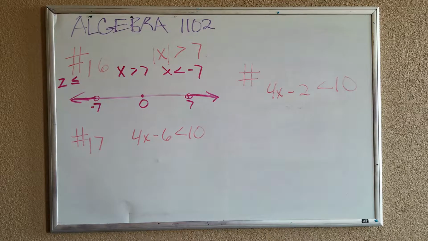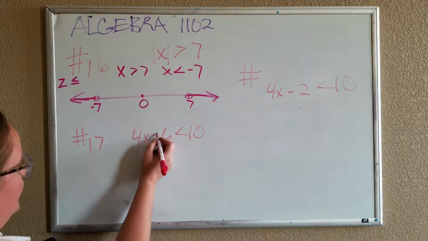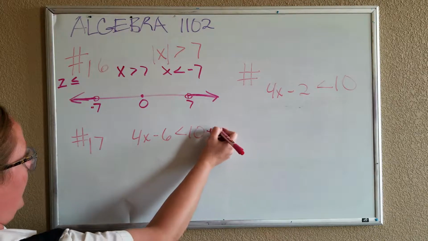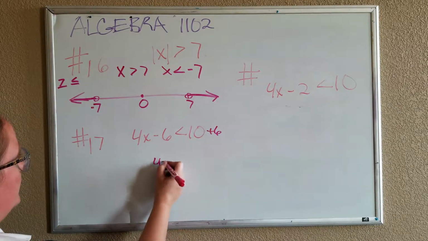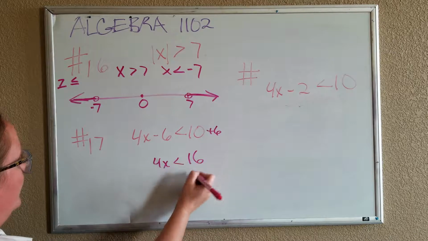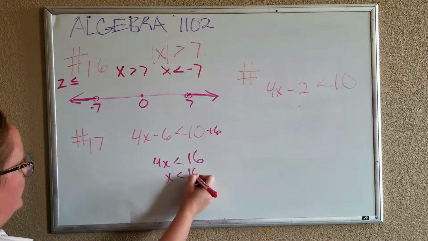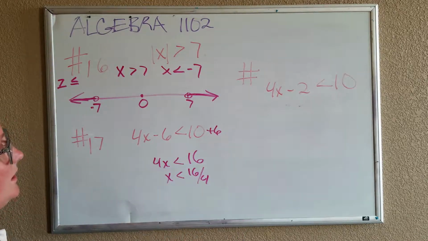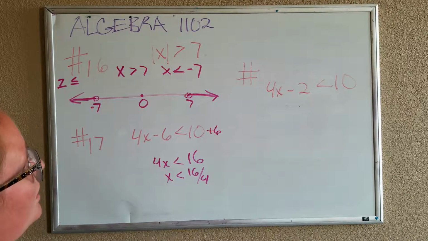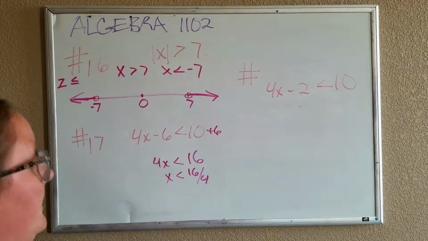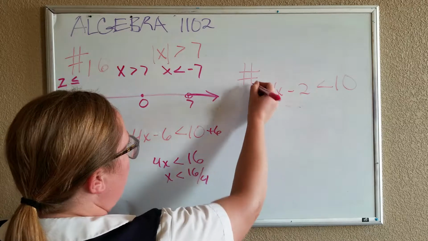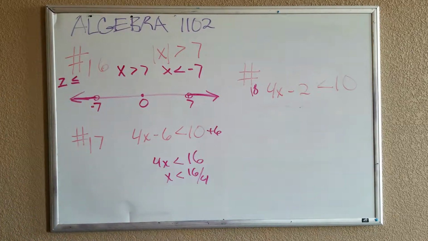All right? So again, the 6 is subtracted, so on this side it's going to add. 4x is less than 16, and then x is going to be less than 16 divided by 4. All right, and number 18, that's what it is. Number 18, they want you to solve the inequality.